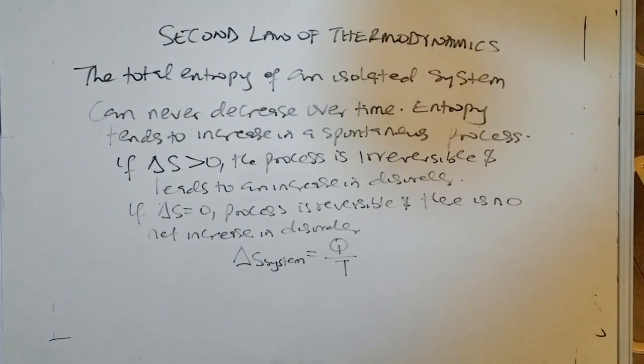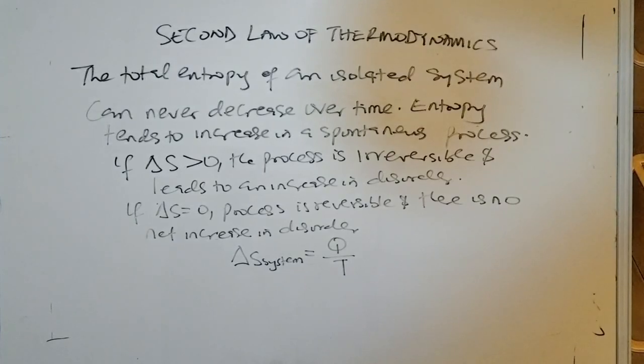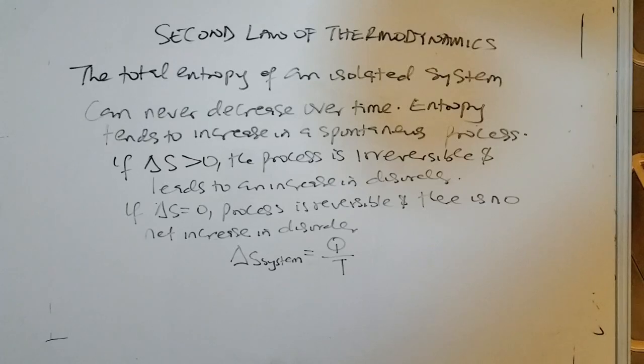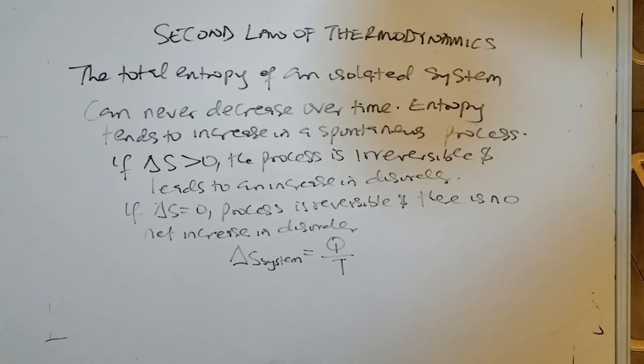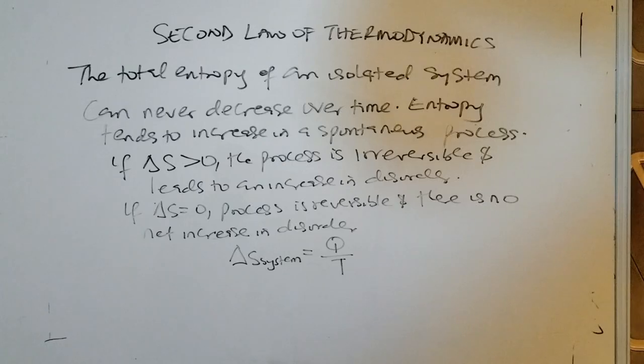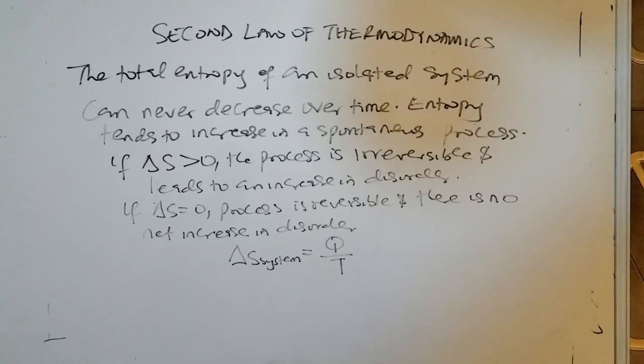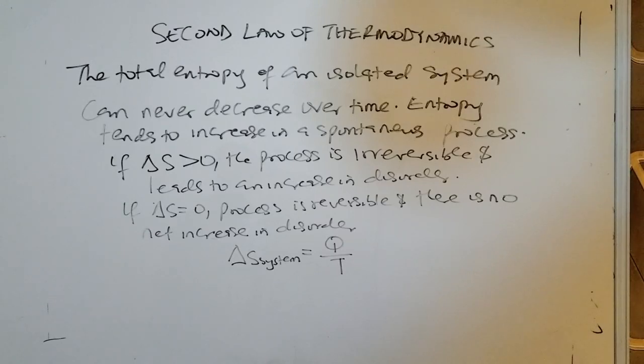So as we said before, entropy is the degree of randomness or disorderliness of a chemical system. So entropy tends to increase in a spontaneous process. So if the change in entropy is greater than 0, the process is irreversible and leads to an increase in disorder. But if the change in entropy is equal to 0, the process is reversible and there is no net increase in disorder. We can calculate the entropy of a system by the formula delta S system equals Q over T.